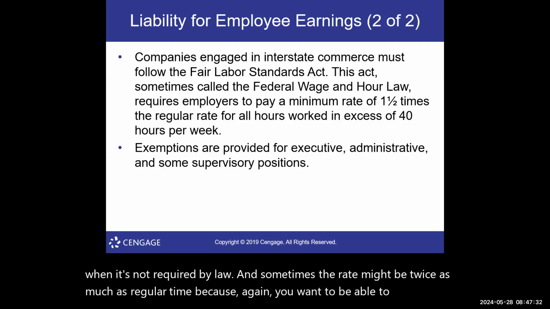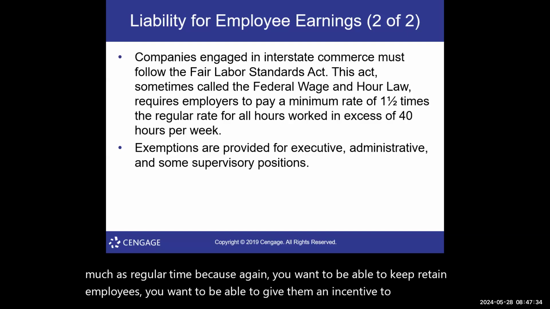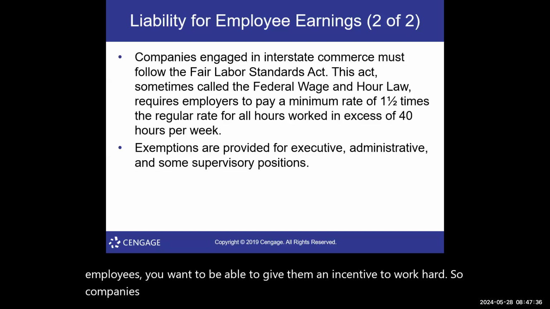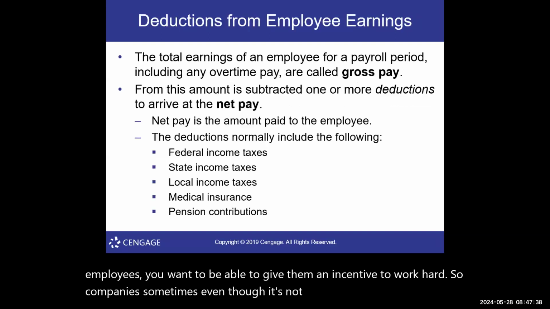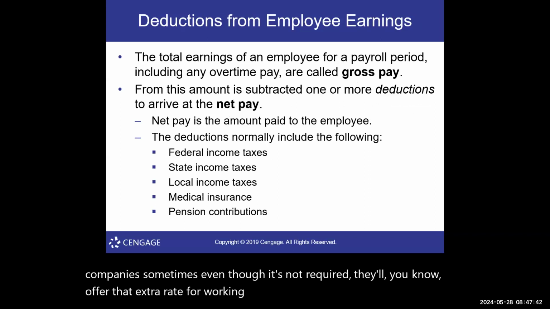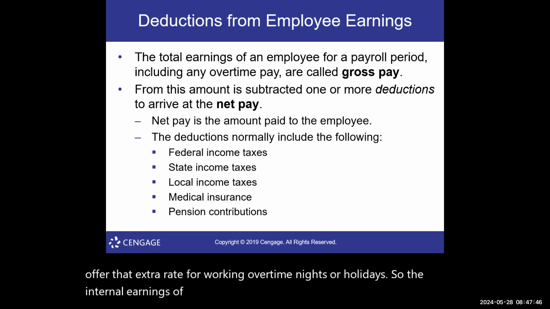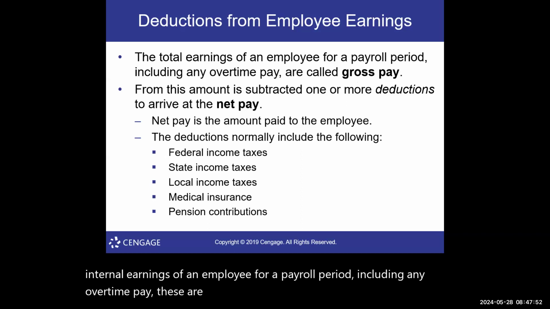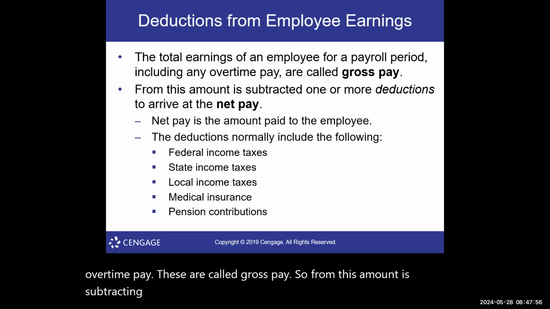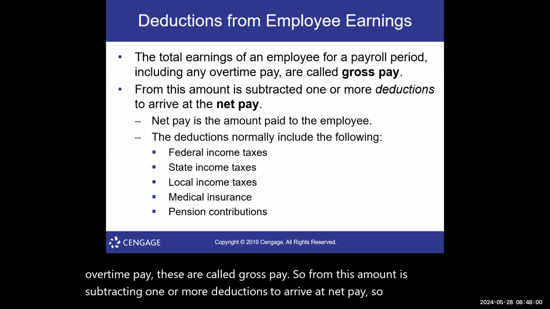You want to be able to give them an incentive to work hard. So companies sometimes, even though it's not required, offer that extra rate for working overtime, nights, or holidays. The total earnings of an employee for a payroll period, including any overtime pay, are called gross pay. From this amount is subtracted one or more deductions to arrive at net pay.